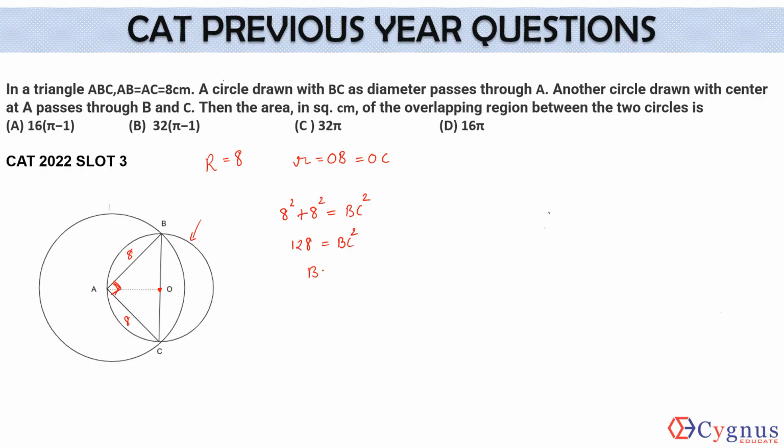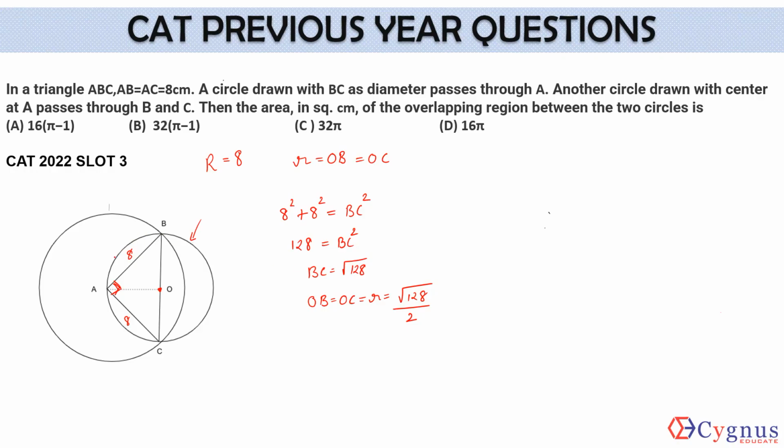So what is the value of BC? It's root of 128, or the radius, that is half of BC, OB or OC. This is equal to small r, must be equal to root of 128 divided by 2. This is OB or OC. Now, what are we looking for? The area of the overlapping region between the two circles.